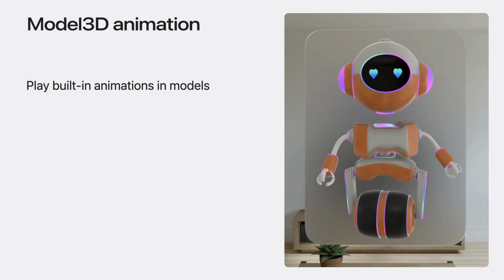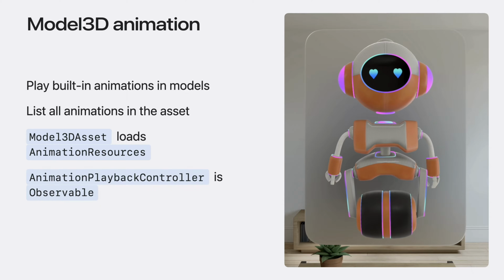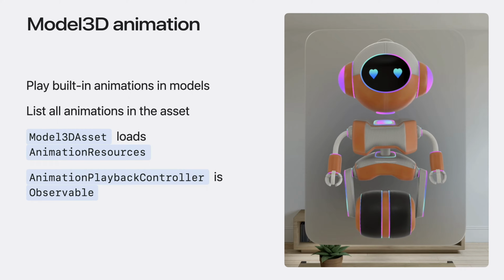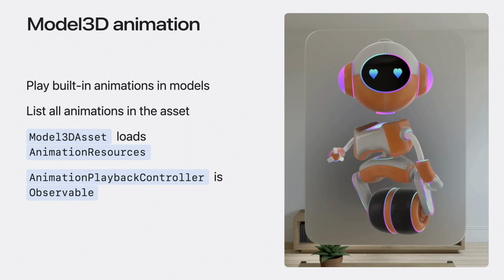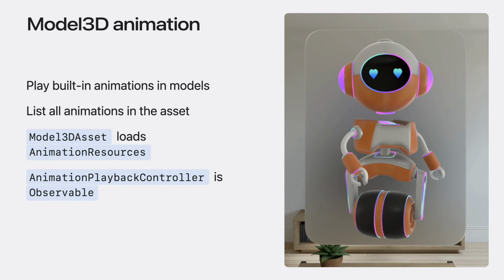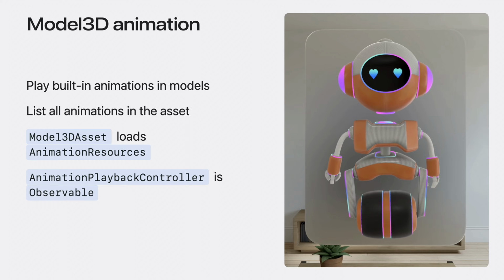Sparky also has some sweet dance moves. The artist bundled this animation with the robot model asset. New in visionOS 26 is the Model 3D asset type. Load and control your animations on your 3D content by constructing a Model 3D using a Model 3D asset. The model loads the animations from the asset and lets you choose which one to play.